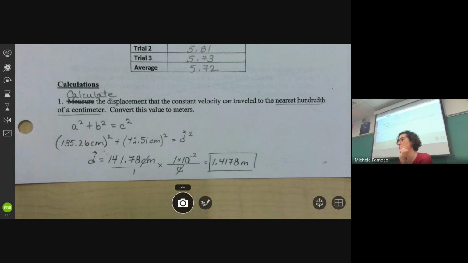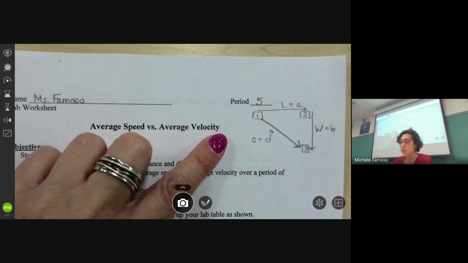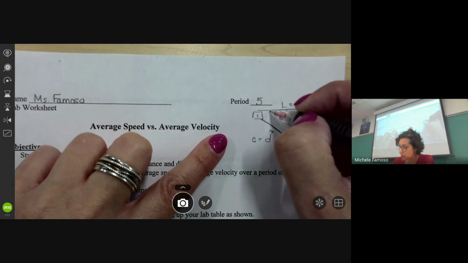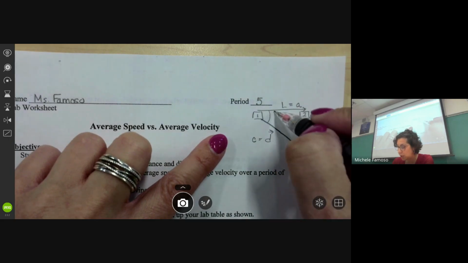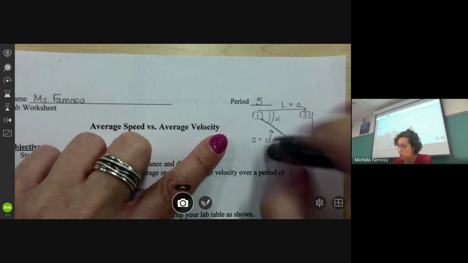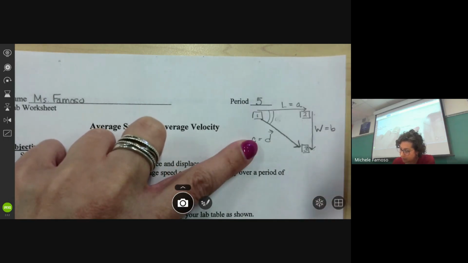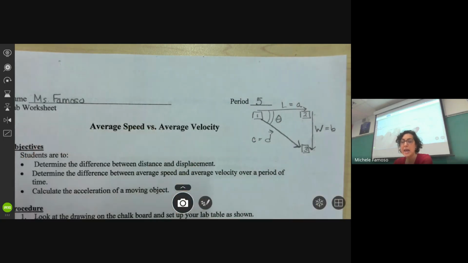But remember that displacement is a vector measurement, which means that this answer needs something else, right? What else does it need? A direction. When I come up to this picture, the way we're going to find the direction is by finding this angle here inside the triangle with the horizontal. All right, I want you to find that angle theta in your triangle. Do you remember how to come up with the angle in the triangle? What trig function you're supposed to be using?